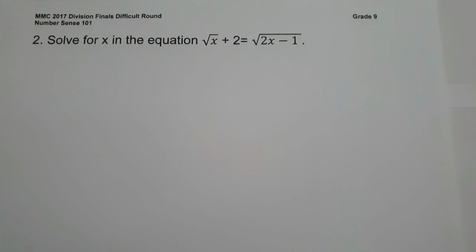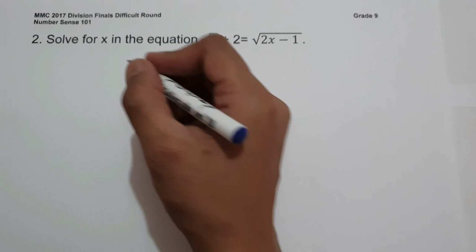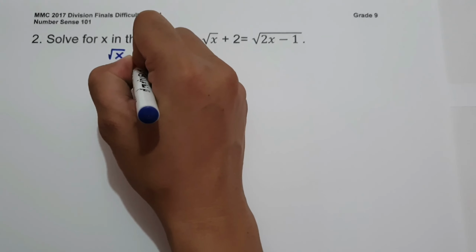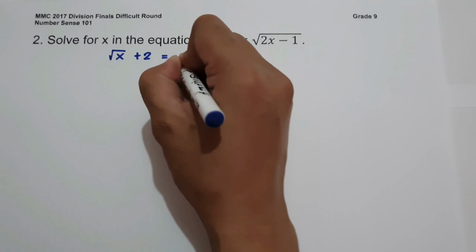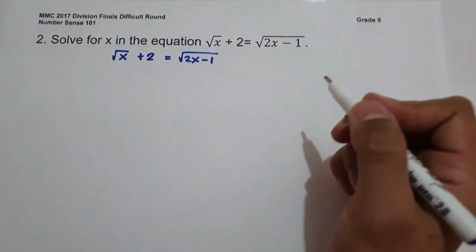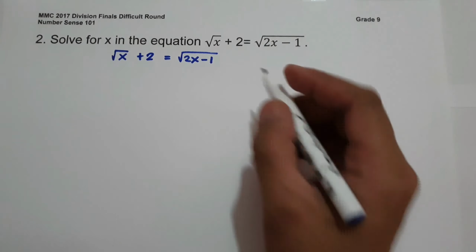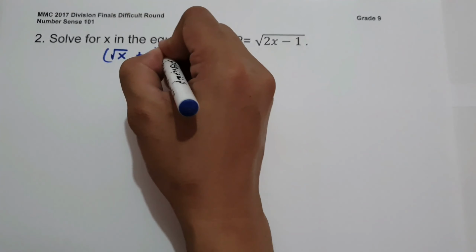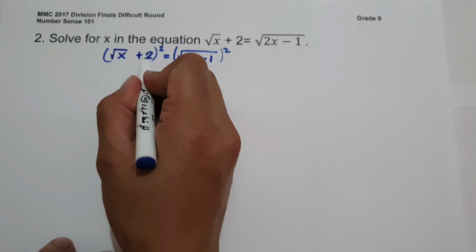On number 2, solve for x in the equation square root of x plus 2 equals square root of 2x minus 1. So to find the value of x, let us rewrite the given equation. Let us have square root of x plus 2 equals square root of 2x minus 1. The first thing that we're going to do is to square both sides of the equation to eliminate the radical sign. So we have a square of binomial.